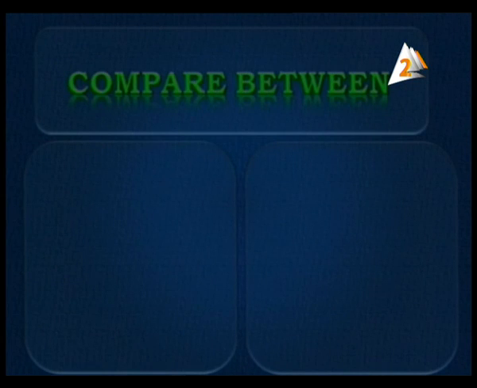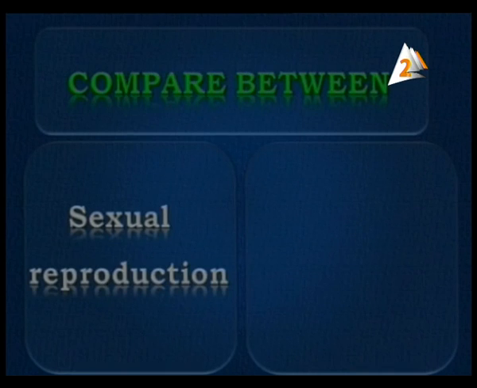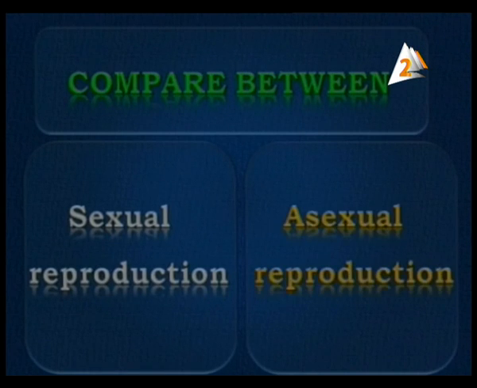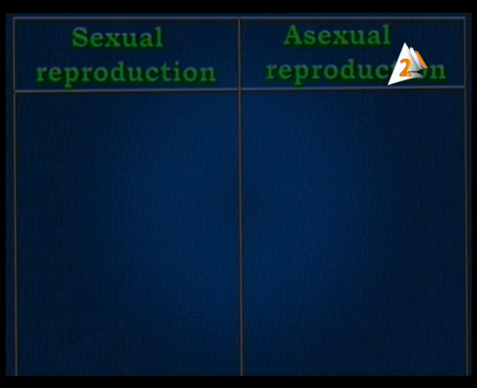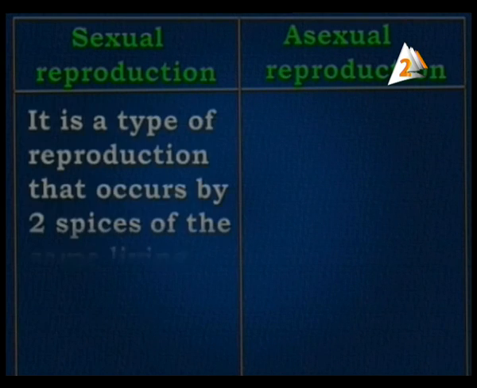Compare between. Oh, comparison. I need at least 3 steps, and you can do that. The first comparison is about sexual reproduction and asexual reproduction. Now, what can you do? Here we have a table. The first part is sexual reproduction and the second part is asexual reproduction. Let's go to see the first one.